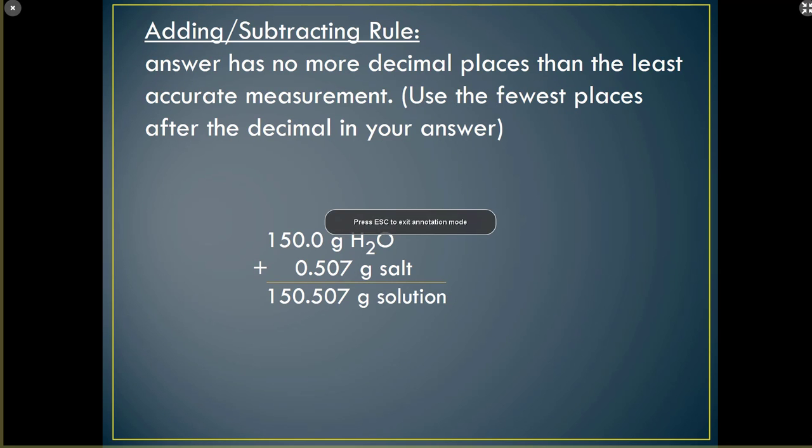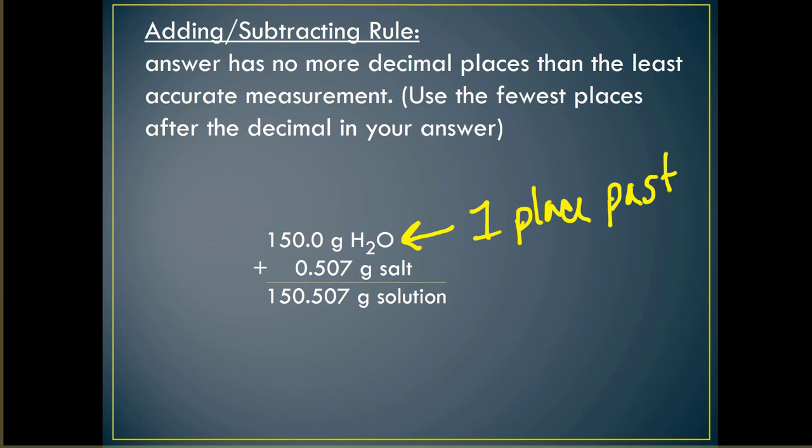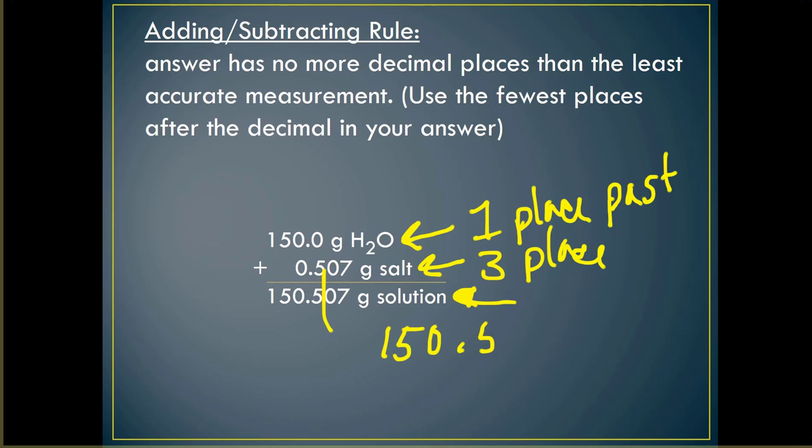So for example, in this first measurement that was made, we were able to measure to the tenths place or 1 place past the decimal. And then the second one, I have 3 places past the decimal. And so I was able to measure to the thousandths place. So when we look at my answer, even though my calculator says this, we have to round to the proper number of sig figs. And the proper number of sig figs is the least degree of accuracy, which would be the tenth of a gram that I was able to measure in the first one, or the 1 place past the decimal. So I cut my number off right here, and my final answer would be 150.5 grams.